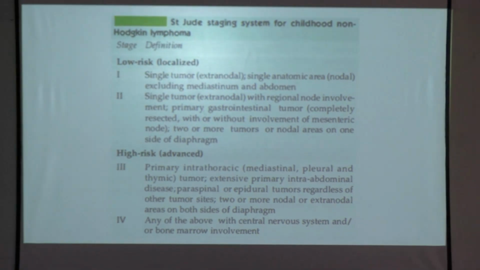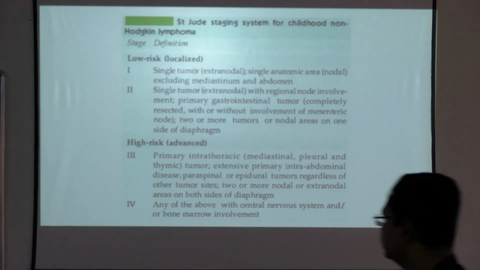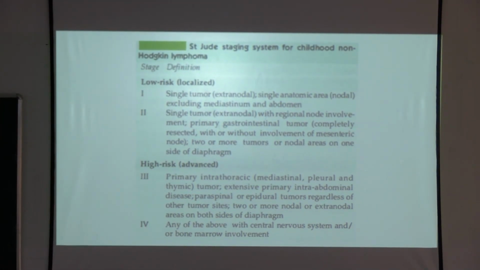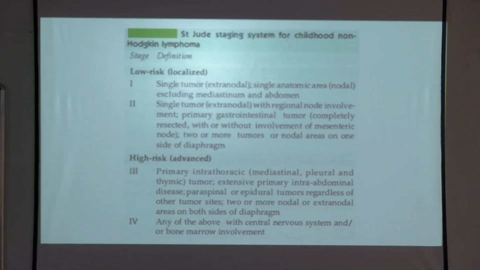Now, আরেকটা তো ওখানে যেমন Ann Arbor staging ছিল, in non-Hodgkin's lymphoma it is called St. Jude staging system of childhood non-Hodgkin's lymphoma. এই St. Jude staging system কোথায় ইউজ করা হয়? এটা তোদের MCQ তে আসবে। ওটাতে কি ছিল? Ann Arbor staging। So এখানে আমরা দুটো ভাগে ভাগ করছি। Number 1 is the localized, number 2 is the advanced. যেটা localized সেটা low risk, যেটা advanced সেটা high risk.